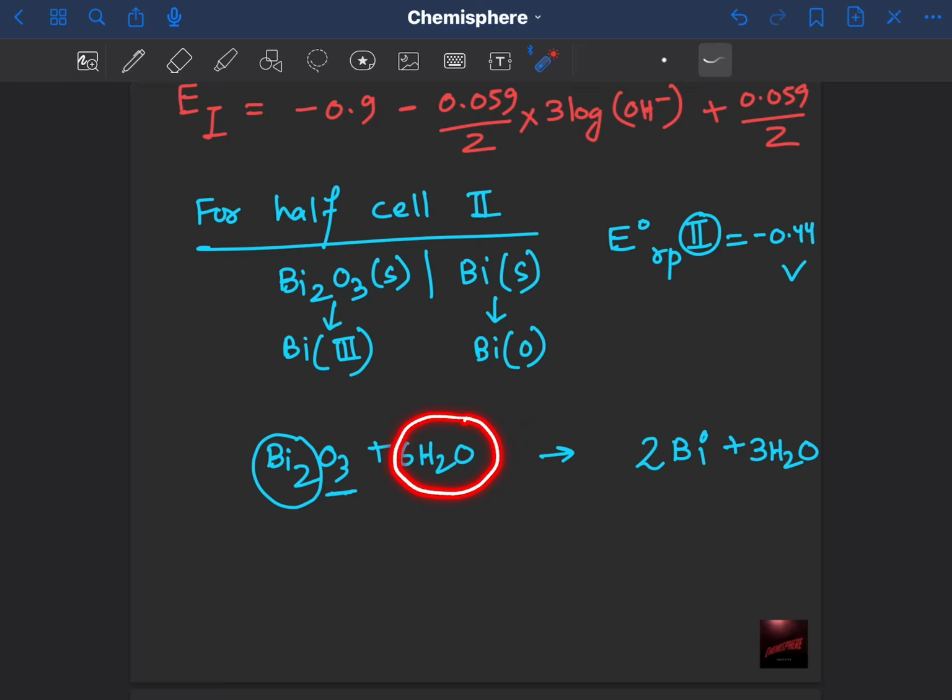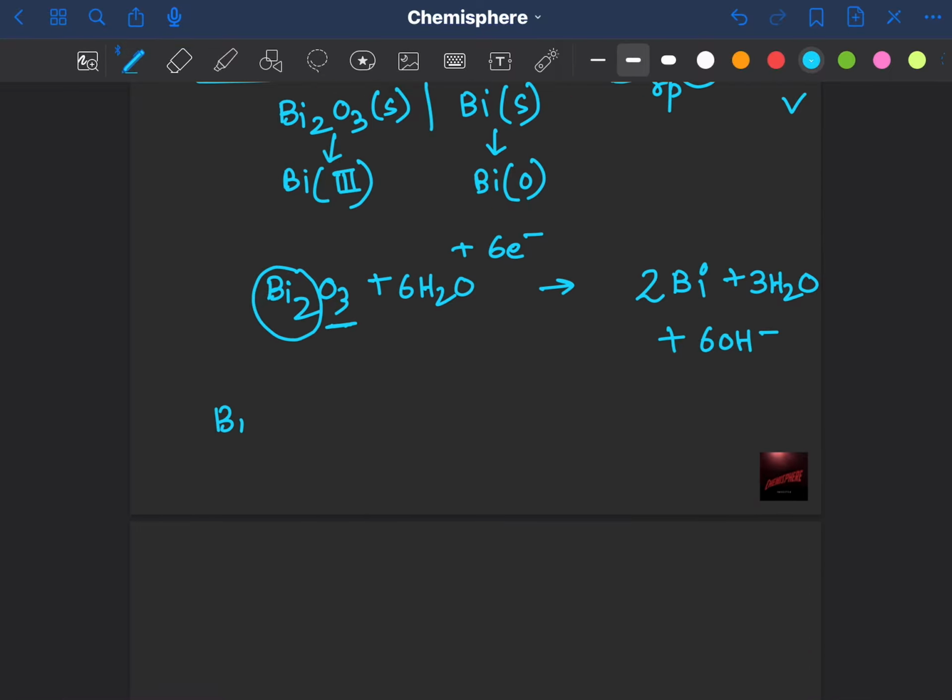So since we added 6H2O here, an equal number of OH minus has to be added on the other side. So this side, we are going to add 6OH minus. So plus 6OH minus. Now let's look into the charge balance. So here we have 0 charge, here we have minus 6. So therefore we'll add 6 electrons here. So therefore plus 6 electrons. So overall we can write this as Bi2O3, since we have 6 here and 3 there, so 3 on the reactant side. So Bi2O3 plus 6 electrons plus 3H2O, giving us 2 bismuth plus 6 OH minus.